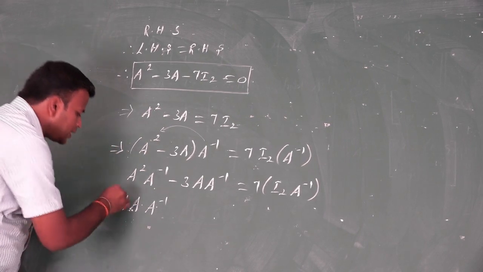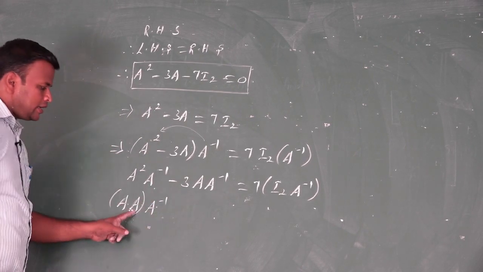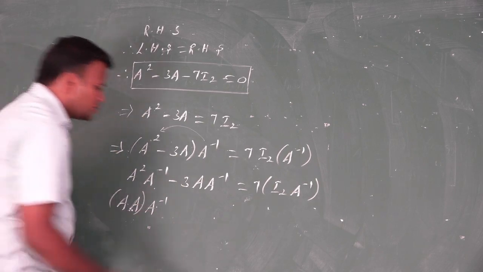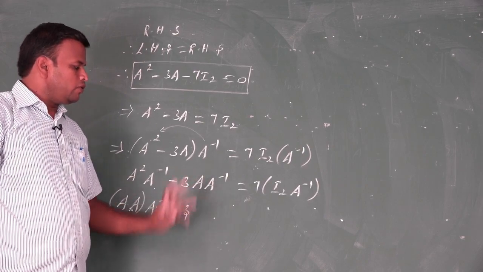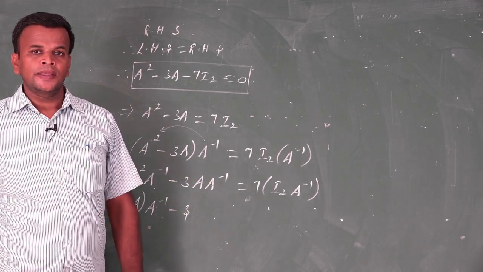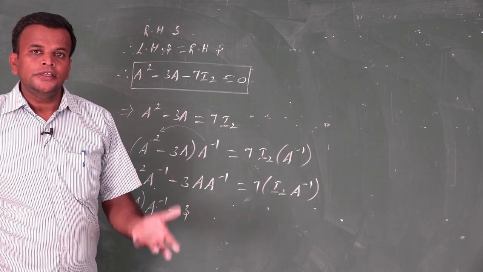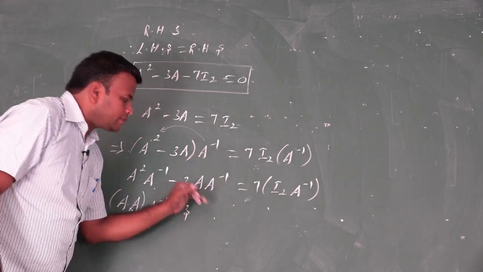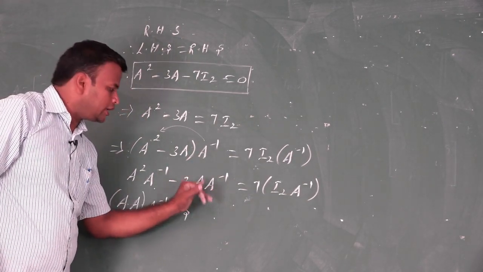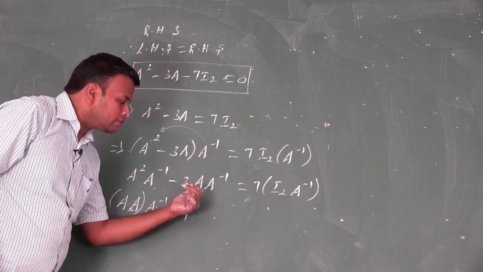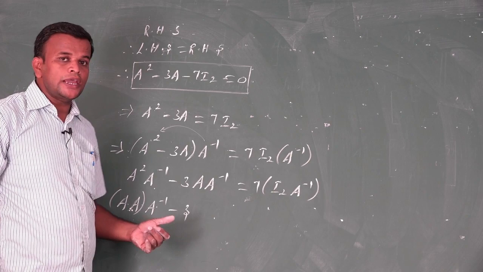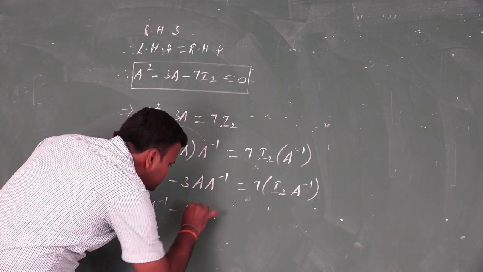I write this A square as A into A, and then A inverse, minus 3. You identify the value of A and A inverse. Here A into A inverse, where A inverse is the inverse of A. We already know that the multiplication of a matrix and its inverse always gives the identity, so I2.